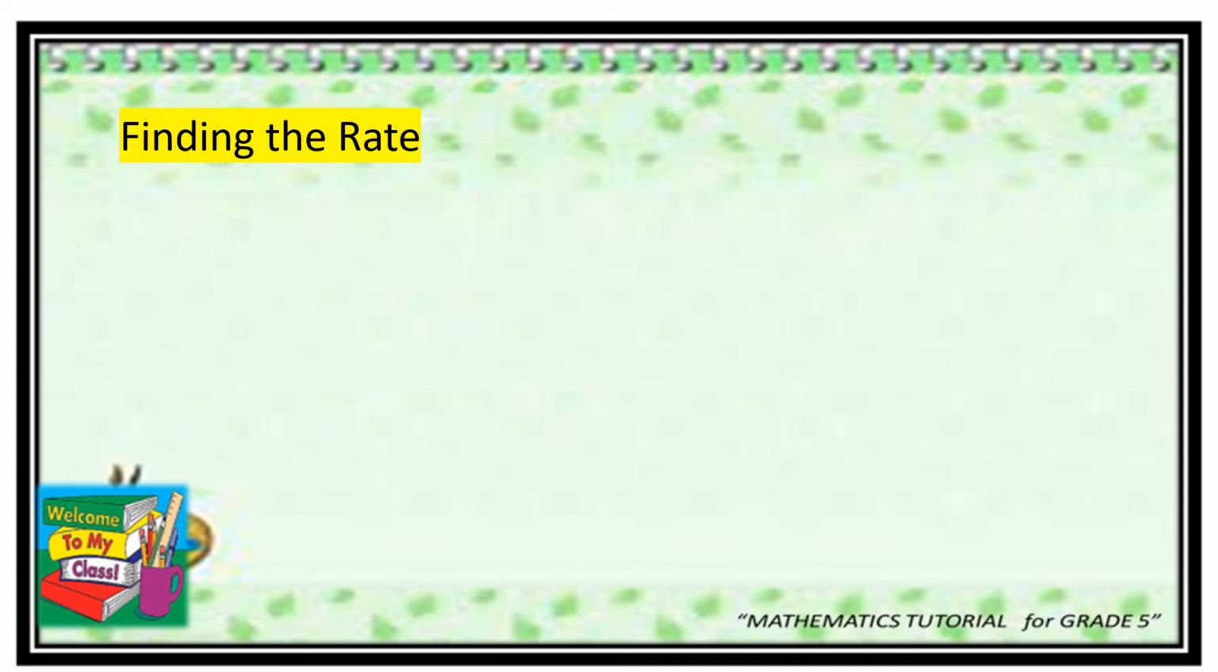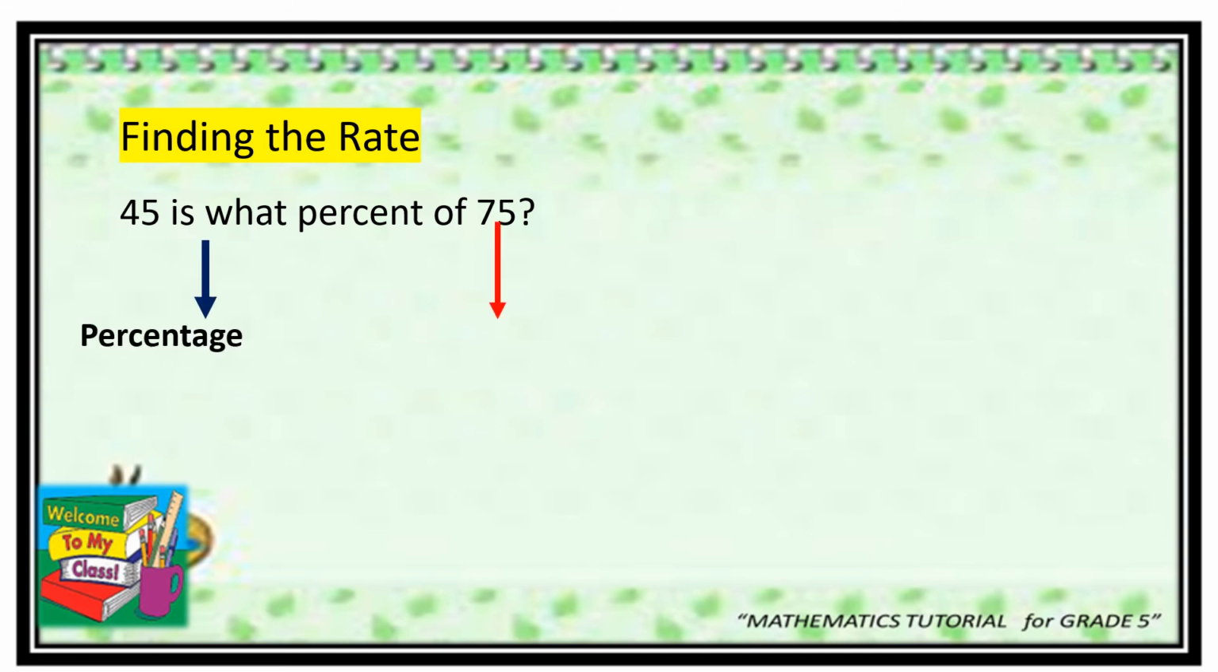Finding the rate. 45 is what percent of 75? So first, identify the given elements. 45 is the percentage. 75 is the base. Tingnan mabuti ang ating percentage, which is 45. It is written before the word is, while the base is written after the word of.